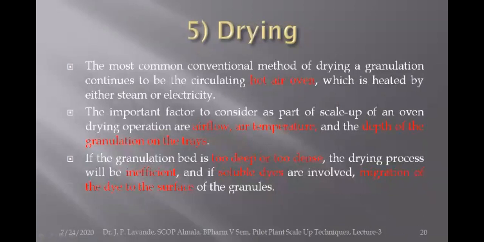After the process of granulation, the important stage during the development of a tablet is drying. The most common conventional method that we use for drying granulation continues to be circulating hot air. The hot air oven is the equipment which is used, heated by either steam or electricity. Now the important factors to consider as part of scale up of an oven drying operation are the airflow rate, the temperature of the air, and the depth of the granulation on the tray.